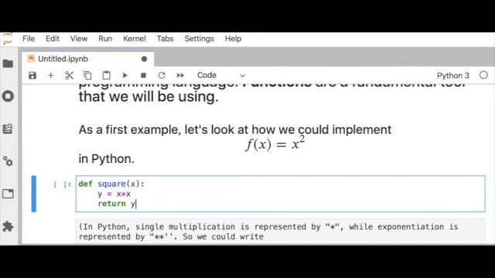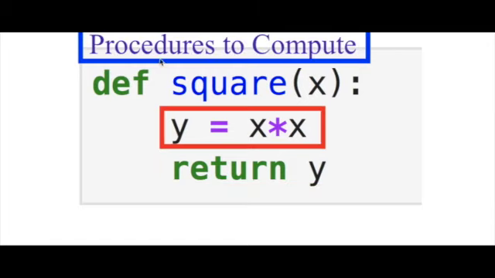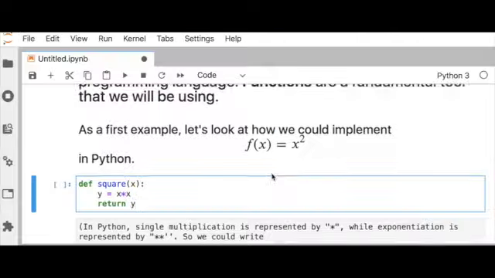And then the final pieces are a return statement. The procedures to compute. So I'm going to define something called y, which is equal to x times x. And then y is actually the thing that the function is going to spit out. So remember, we're thinking of functions as things that eat inputs and spit out outputs. And return y is actually the spitting out part.